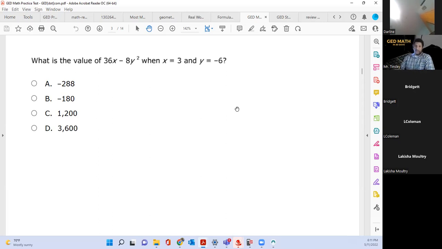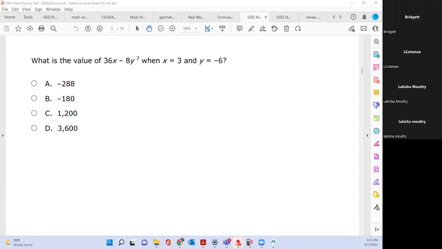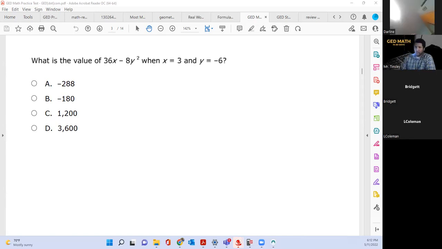Bridget, let me see what the answer is real quick. Okay, Miss Coleman, I have your answer. Bridget, I have your answer. So we're waiting for Lakeisha and Darlene. I can't send the answer because I didn't get to see how you did the example for the first problem. Can you do it by hand? No. Okay, so I'll make sure I do it by hand first.